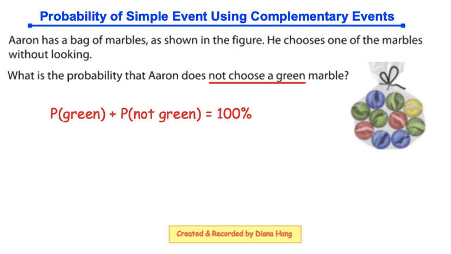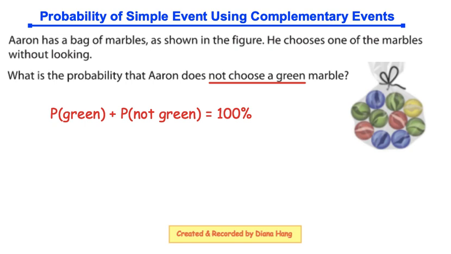So we have Aaron who has a bag of marbles, and some are yellow, red, blue, green, and he's going to be picking one of those marbles. What is the probability that Aaron does not choose a green marble? So I'm going to solve this using the complement idea.